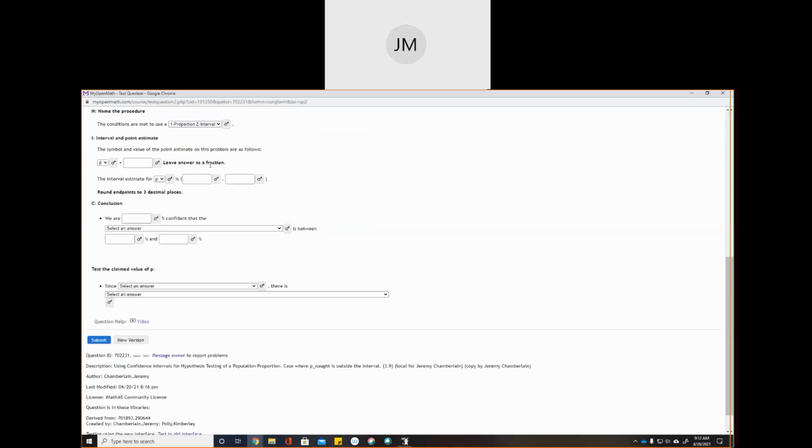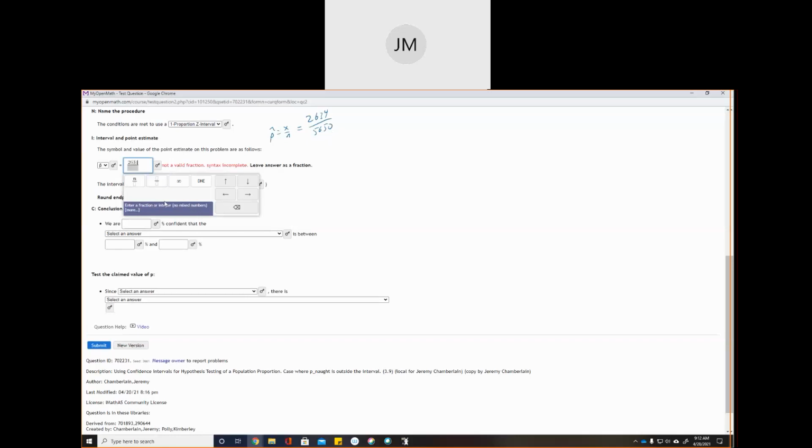Here it says leave your answer as a fraction. So when I entered in my information, p hat is x over n. X was 2634, n is 5650. That's the fraction that I'm going to enter. You don't need to simplify that fraction. This is a correct fraction. It's not in simplest form, you could reduce the prime powers in there, but we don't need to do that.